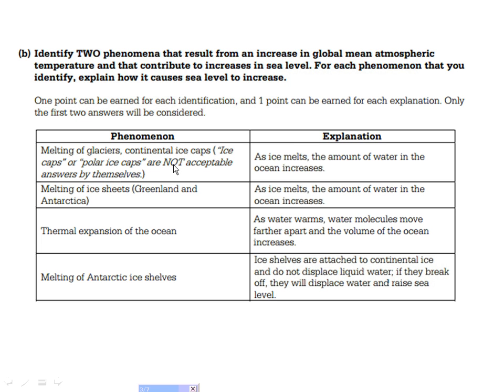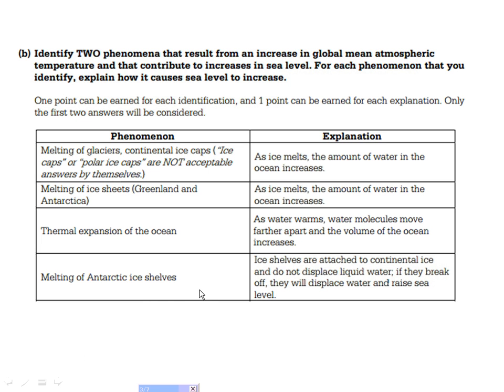Notice that they accepted melting of the glaciers or continental ice caps. It says ice caps or polar ice caps are not acceptable answers by themselves. These alone would not contribute to a significant increase in sea level. The explanation is the ice melts, the amount of water in the ocean increases. It's probably the same for this one, the melting of the ice sheets, like Greenland and Iceland, same thing. Melting of the Antarctic ice shelves.